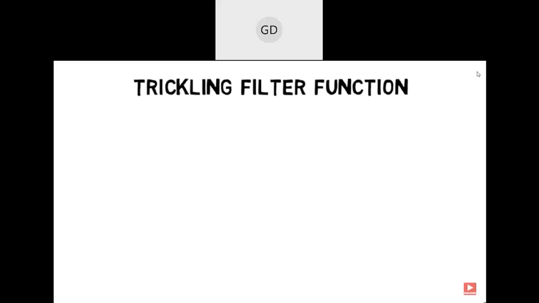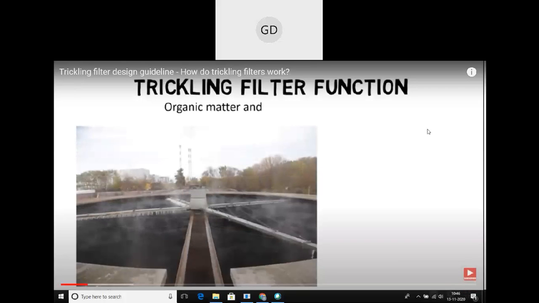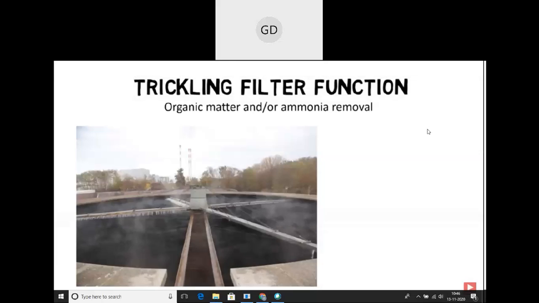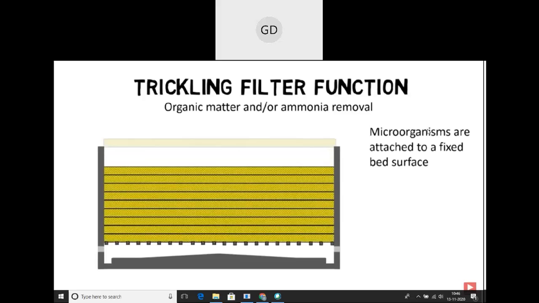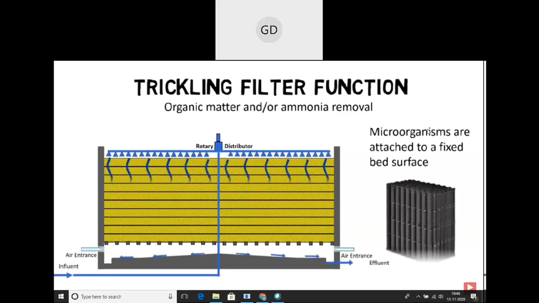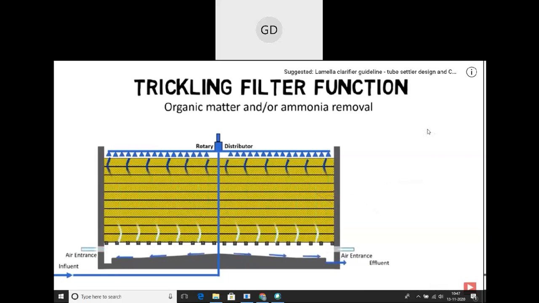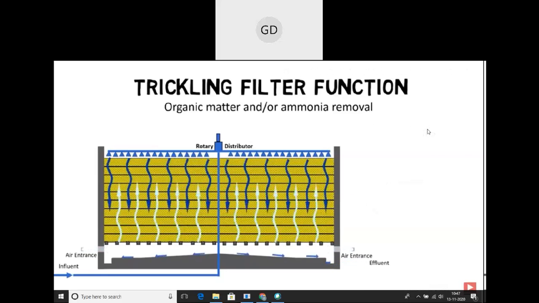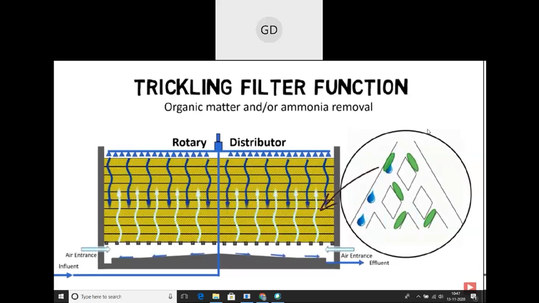Trickling filters are biological reactors within wastewater treatment plants, which are used to remove organic matter and/or ammonia from wastewater. Compared to the activated sludge process, the microorganisms are not suspended in the mixed liquor, but they are attached to a fixed bed surface. Nowadays, the fixed bed surface is usually provided by structured plastic fill media, but in the past, rock, gravel, and hardwood were also used. Wastewater from primary clarifiers is continuously trickled over the first layer of plastic fill media using a rotary distributor. While wastewater is traveling down to the bottom of the trickling filter, a cross-corrugated pattern within the plastic fill media ensures a good water-air mixing.